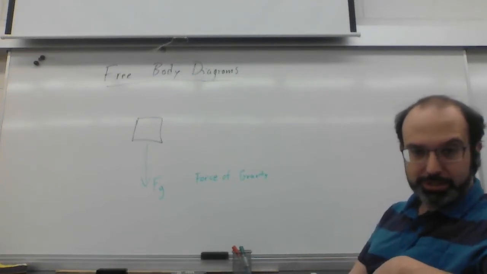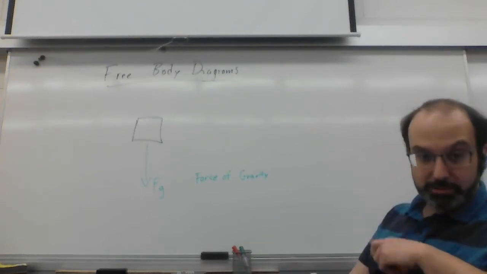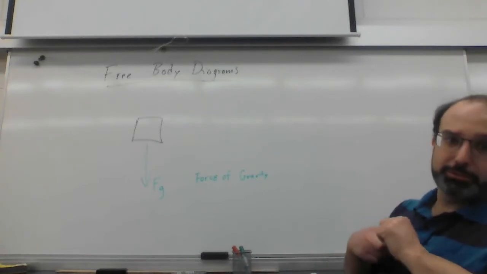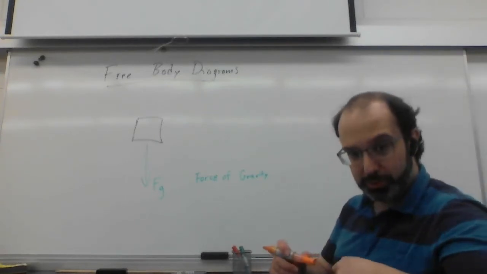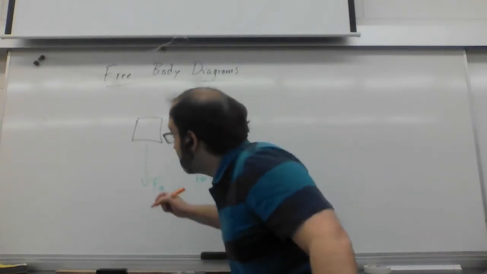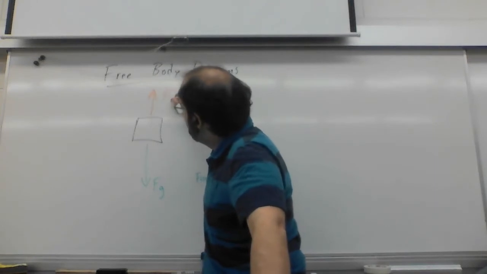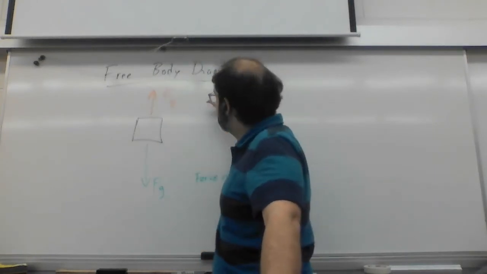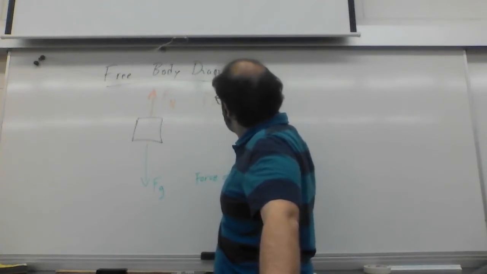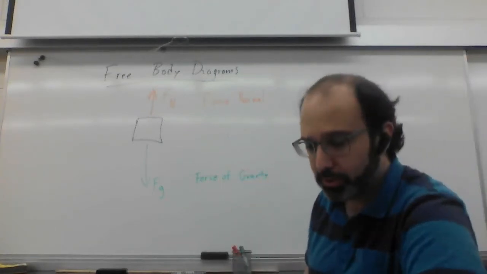But force of floor is a little vague. Also, it's not fancy enough as far as mathematicians and physicists are concerned. I bring up math for a reason. So they actually do have a force that opposes gravity for most objects sitting on surfaces. And I'm going to draw that one here in orange. And its symbol is Fn. And this is force normal, or the normal force.